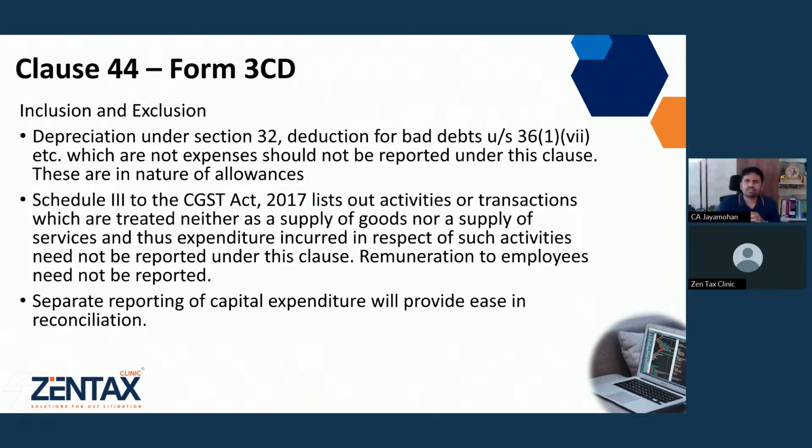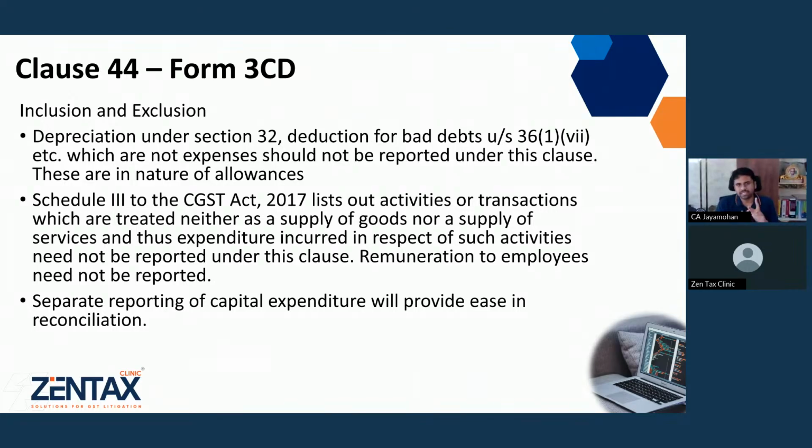What are a few inclusions and exclusions? See, I am talking about clause 44. I am not talking about the consequences of reporting or non-reporting of clause 44. So I will explain 3 points alone here regarding clause 44. So here you can see depreciation under 32. Is it necessary to mention depreciation? The depreciation being an allowance, it is not necessary to be reported in clause 44.